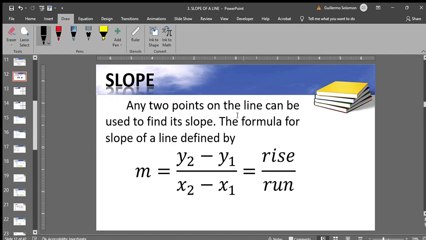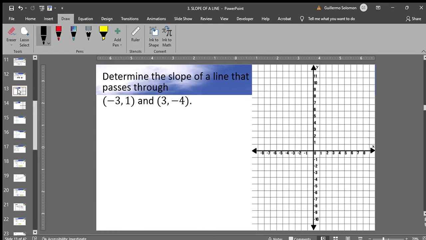And before that, slope is the degree of inclination. It tells us how steep our line, or the graph of our linear equation, is. Okay, so let's have an example. Determine the slope of a line that passes through negative 3, 1, and 3, negative 4.